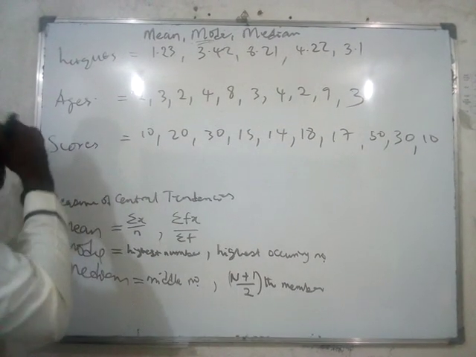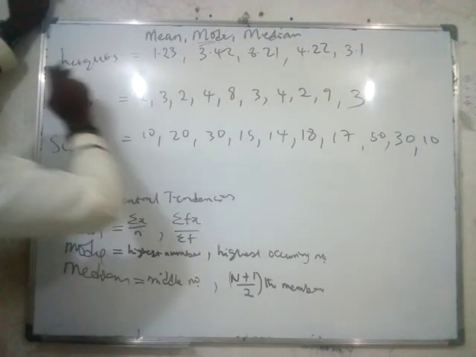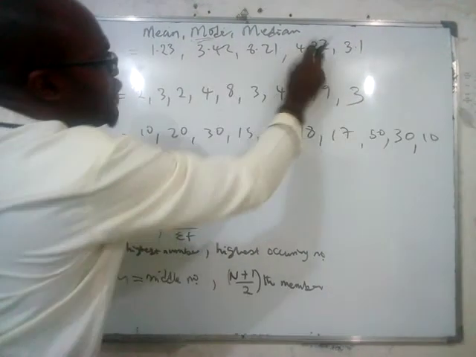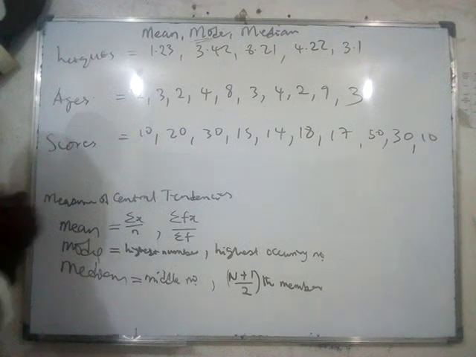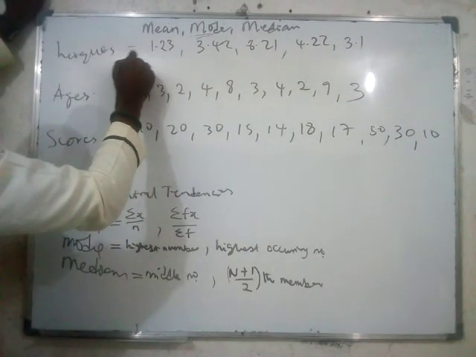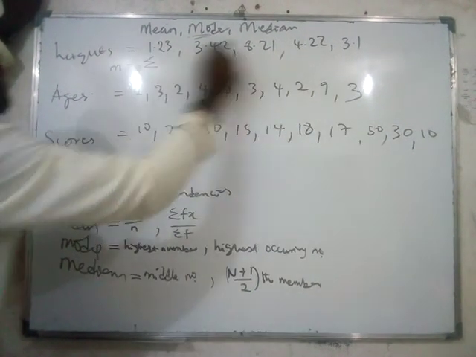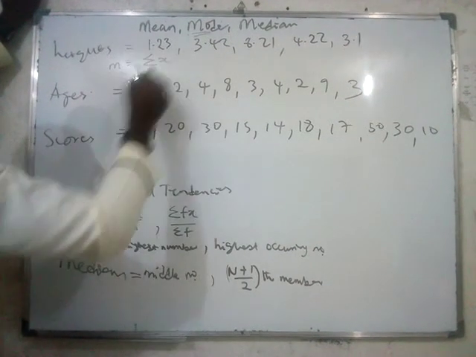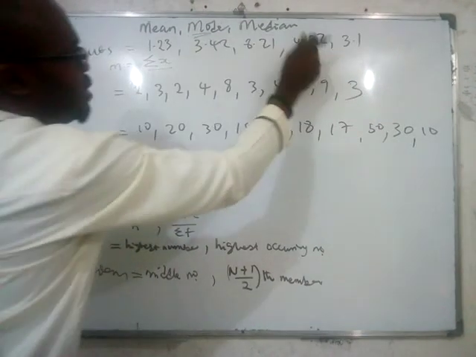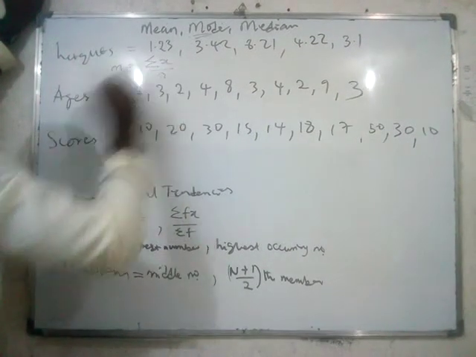To calculate the mean for this non-repeating data, let's say these are the heights of 5 people. How do we calculate the mean? We simply say that the mean is equal to the summation of these heights, x, all over the number of people, n.